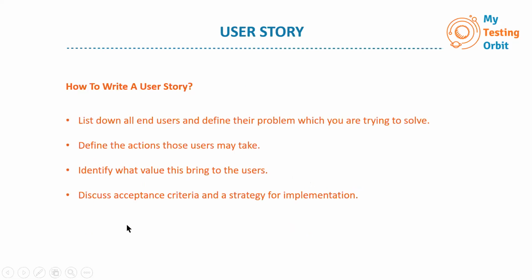And then the last one would be to discuss acceptance criteria and a strategy for implementation. We will cover the acceptance criteria in a while, because that is also an integral part of a user story. Based on all these things, we can come up with a strategy for how we will be implementing it, and how we'll be implementing each user story is what is discussed during a sprint planning session.